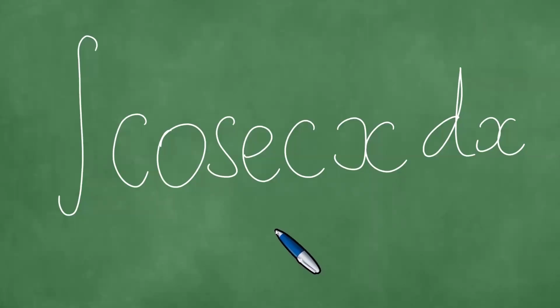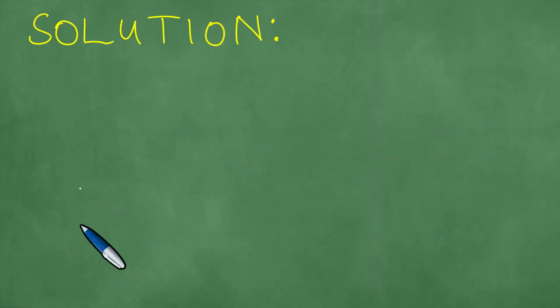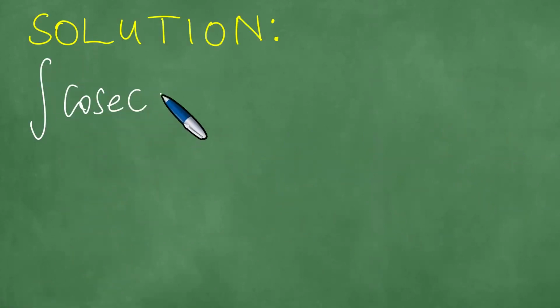Right, we are here and we want to evaluate the integral of the cosecant of x with respect to x. And to evaluate the integral of the cosecant of x with respect to x, we present a solution to this particular problem in a step-by-step fashion as follows. Right, so we have the following. First, the integral of the cosecant of x with respect to x.